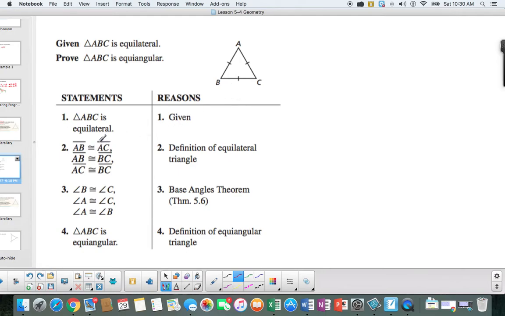All right, this is equilateral. That means all of these sides are congruent. So AB is congruent to AC, that means this angle will be congruent to this angle, and that's what we're saying here. And then AB is congruent to BC. That means this angle will be congruent to this angle. And then AC is congruent to BC, so this angle is congruent to this angle. And by the transitive property, you can see that they're all congruent to each other. So if all the angles are congruent, it must be equiangular, and that comes from the definition of an equiangular triangle.